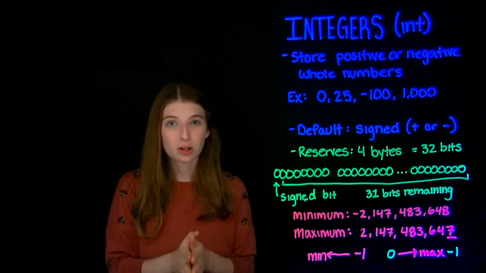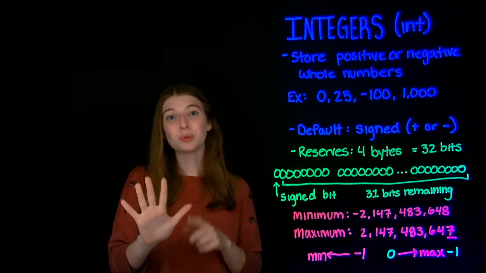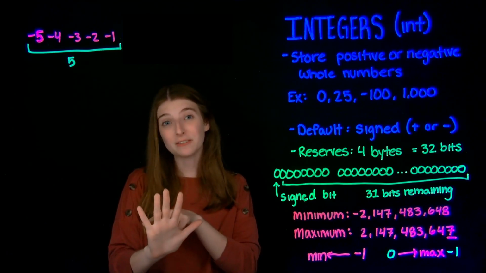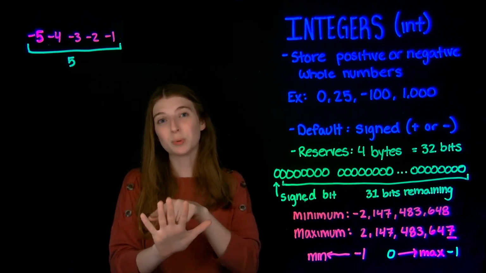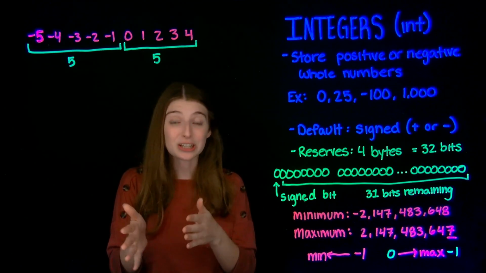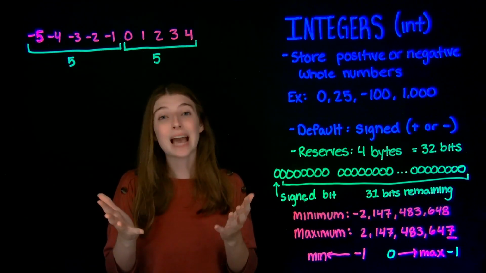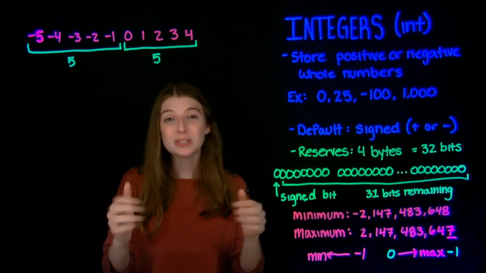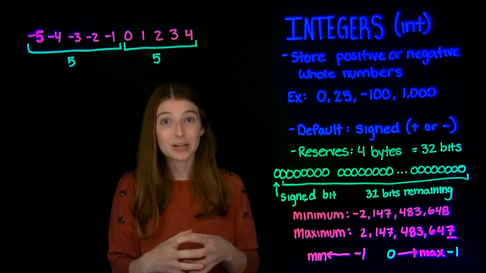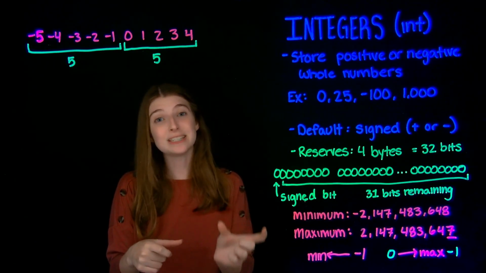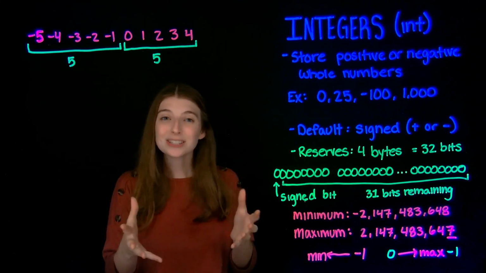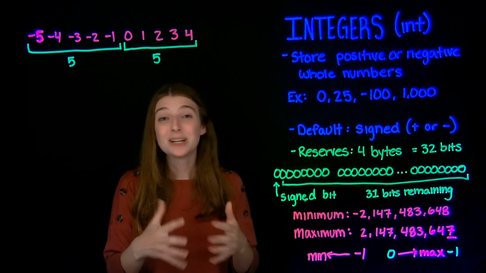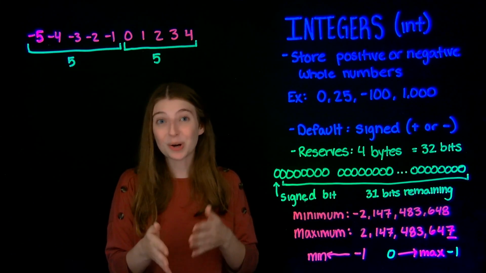Think of it on a smaller scale. There are 5 numbers between -1 and -5, but there are also 5 numbers between 0 and 4. I'm just starting on a different number. The same thing happens on the large scale. You see, integers include 0, and so our positive range gets shifted down one number. So it looks like the maximum number is one less, but it's not. We're just starting at 0 instead of 1.